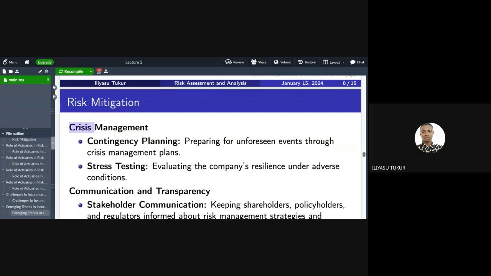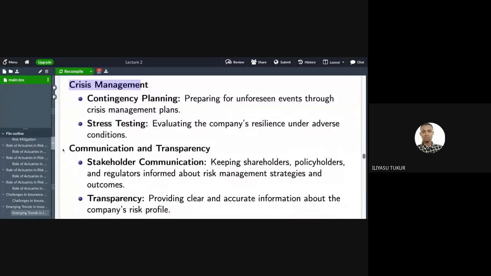So crisis management. This is talking about contingency plans. So it's important. It's also a kind of reserving, like safety loading, preparing for unforeseen events through a crisis management plan. Stress testing, evaluating the company's resilience under adverse conditions, communication and transparency.